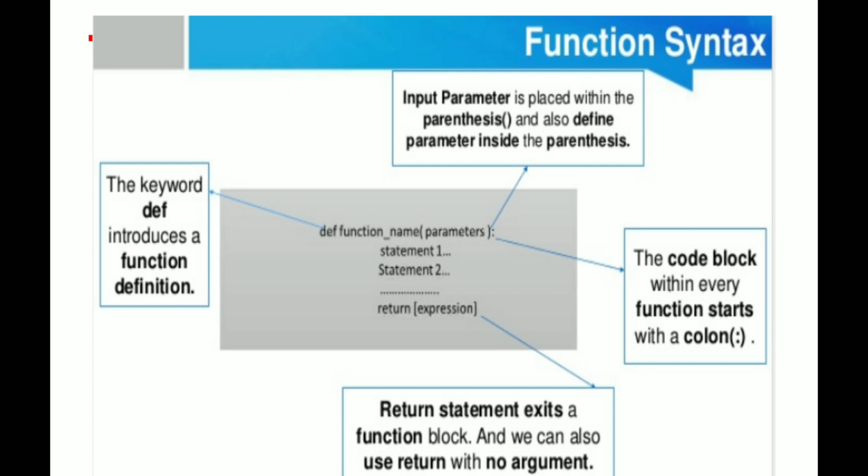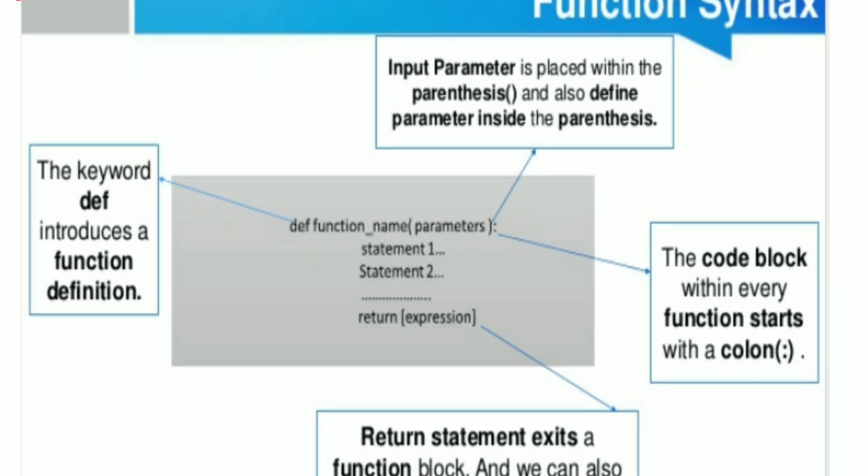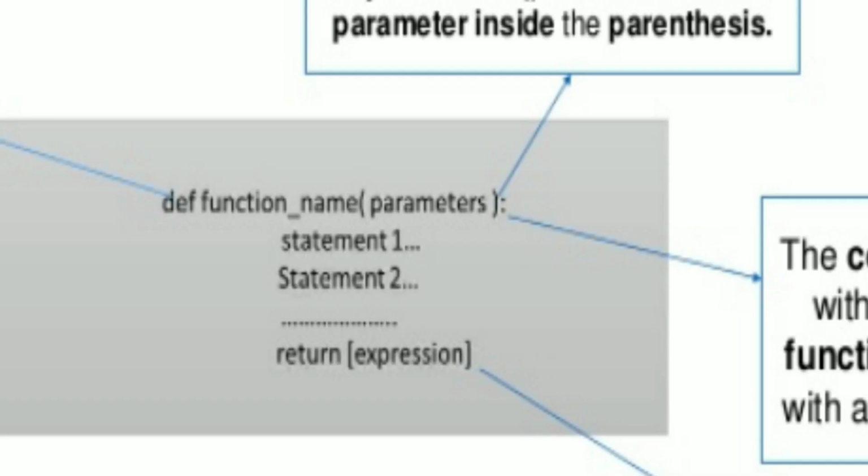We are discussing functions in Python. This is the syntax of the function in Python programming. See the syntax. The def keyword is there. def, that is function definition. function_name, that is the name of the function. Within the parentheses, parameters are there. Statement 1, statement 2, and so on. These are the function body.